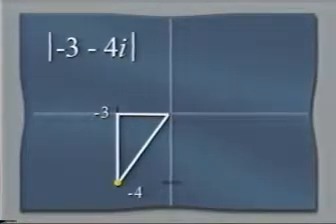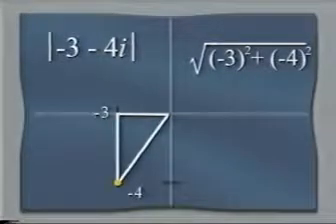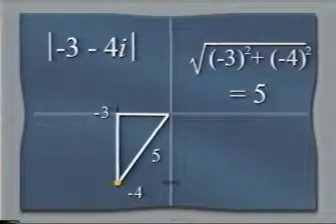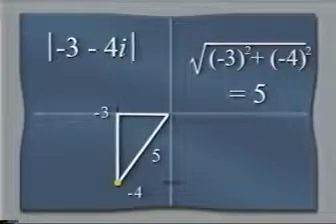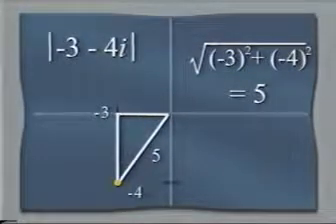And what we wind up with is the square root of -3 squared plus -4 squared. And -3 squared is 9, and -4 squared is 16. A real number squared is positive, and 9 plus 16 is 25, and the square root of 25 is 5. So we would say the magnitude, kind of like the absolute value, the magnitude of the complex number -3 minus 4i is 5. That is the distance from that point to the origin.